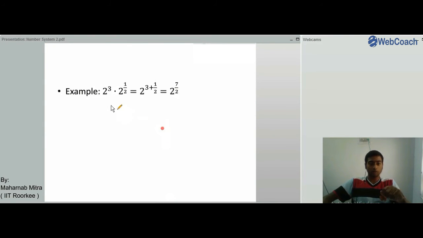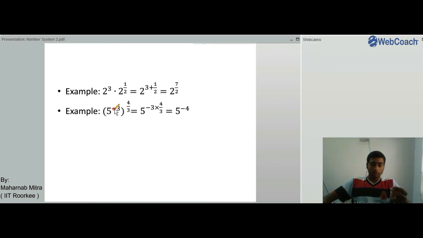Now we move on to the coming examples. We are applying the rules we had known earlier. The first example is 2 cubed times 2 to the power half, right? You can see the base is the same, it is 2. That means when these two numbers are in multiplication form, the powers should get added up. 3 plus half, that means we get 2 to the power 7 by 2, right? This is our final answer. To get the precise value, you can put this in a calculator, but it is actually not needed.